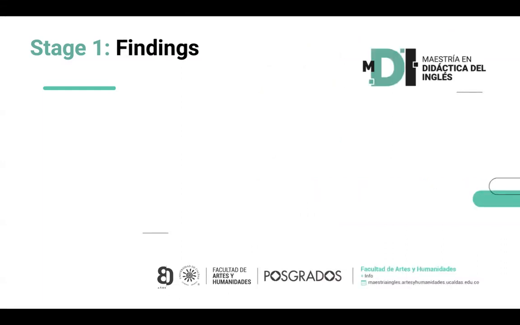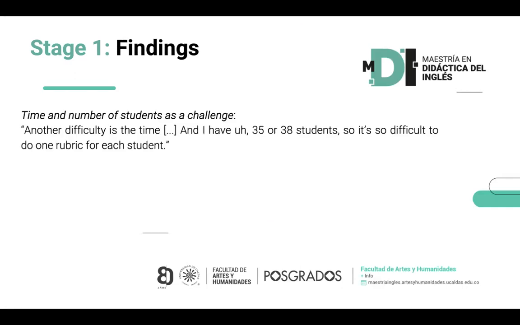So what we found during the first stage was that the teachers across Latin America, this is an example of what happens across these 4 countries, again, Brazil, Colombia, Peru, and Venezuela. This is a comment one of the teachers made, but it reflects what happens in at least these 4 countries. This teacher said, another difficulty is the time. I have 35 or 38 students, so it's so difficult to do one rubric for each student. So time and number of students is a challenge to conduct successful assessment practices.